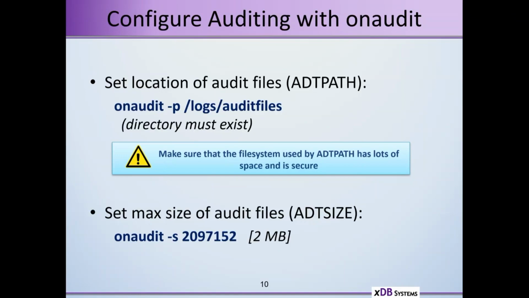So you want to make sure that there's enough space so you can continue to write out your audited events. The maximum size of the audit files is changed by ADT size, which you can do with the onaudit -s command, and that value is in bytes.